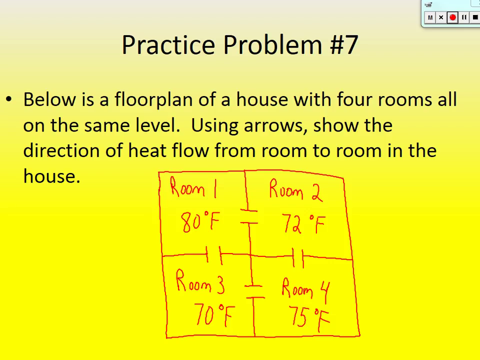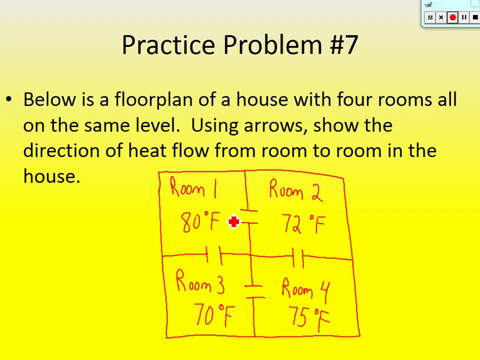Okay, let's talk about this one. Practice problem number 7. It says, below is the floor plan of a house with 4 rooms, all on the same level. Using arrows, show the direction of heat flow from room to room in the house. Let's go from room 1 to room 2 first. There's a door right here. That's what this space right here means. There's a door, so air can flow from one room to another.